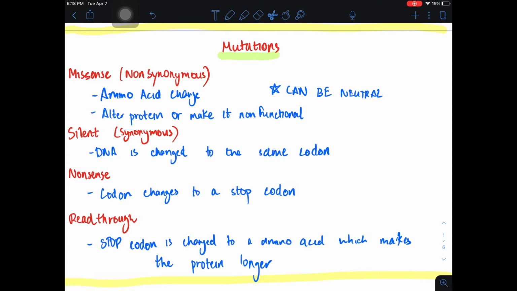Nonsense mutation is a change of a codon to a stop codon. Silent mutation is when the DNA is changed, but it still codes for the same amino acid. Read-through mutation changes the stop codon to an amino acid codon, making it into a longer protein.